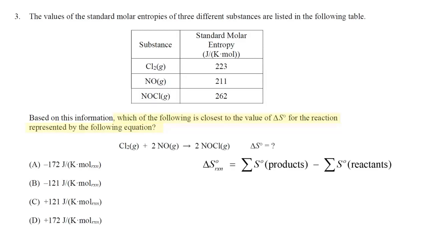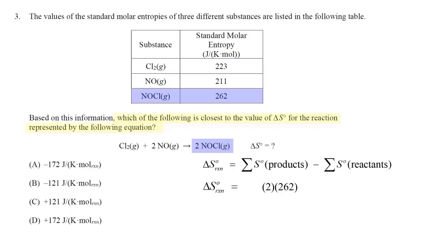Now we only have one product, that would be the nitrosyl chloride, NOCl. It has a value of 262 joules per Kelvin mole, but there is a coefficient of 2 in the balanced equation. So it's going to be 2 times 262 for the calculation for the products.